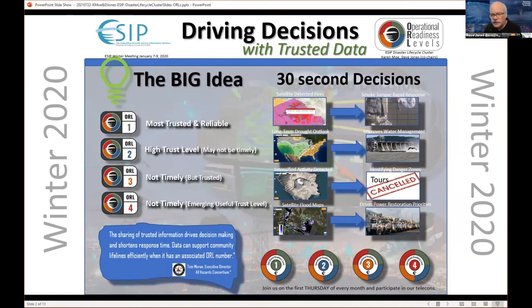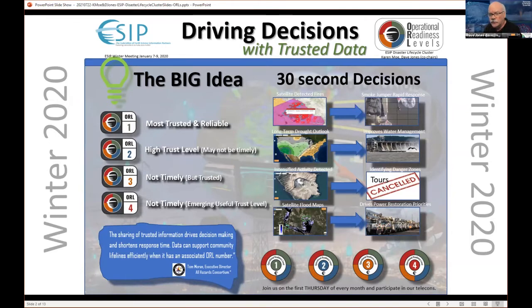So we came up with these operational readiness levels, put together a poster, and started to map ORL 1, 2, 3, and 4 into these 30-second decision use cases. For example, satellite detected fires, perhaps enabling smoke jumpers in Alaska to deploy, because Alaska is such a vast area, they didn't really know where the fires were unless they had satellite data input.